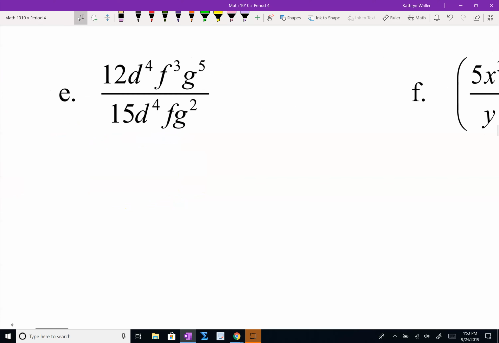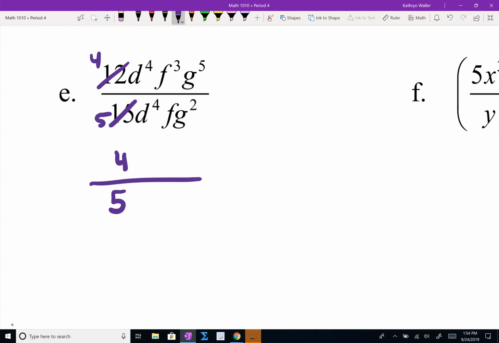Okay, look at E. 12 and 15, I'm going to reduce that. What goes into both 12 and 15? 3. 3 goes into 12 4 times. 3 goes into 15 5 times. So on top I have a 4, and on bottom I have a 5. Look at my D's. 4 on top and 4 on bottom. What happens to my D's? They just go away, right?